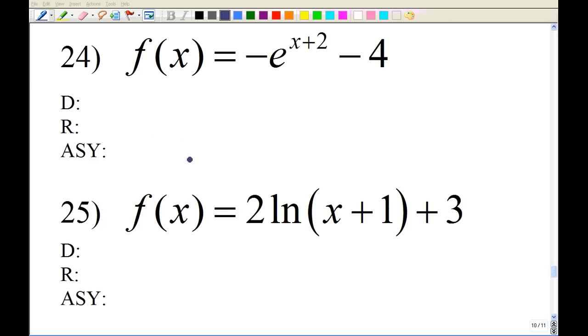Okay, let's fill in these blanks. I've got f of x equals negative e to the x plus 2 minus 4, and we want to figure out the domain, range, and asymptote. Okay, so I've got e to the x plus 2. This is an exponential function.